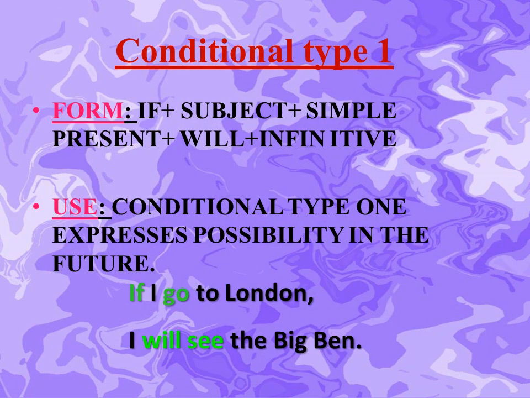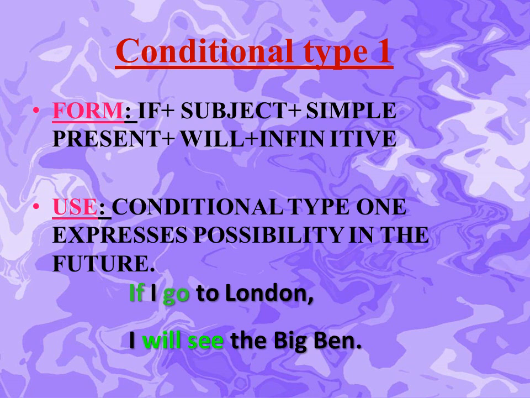So, conditional type 1 is different from conditional type 0. The form, you have if plus subject plus simple present plus will plus infinitive. We are using the future because we are talking about something that may be possible in the future. If I go to London, I will see the Big Ben. Conditional type 1 expresses possibility in the future. Something that can be possible, may be possible, not now, but in the future.